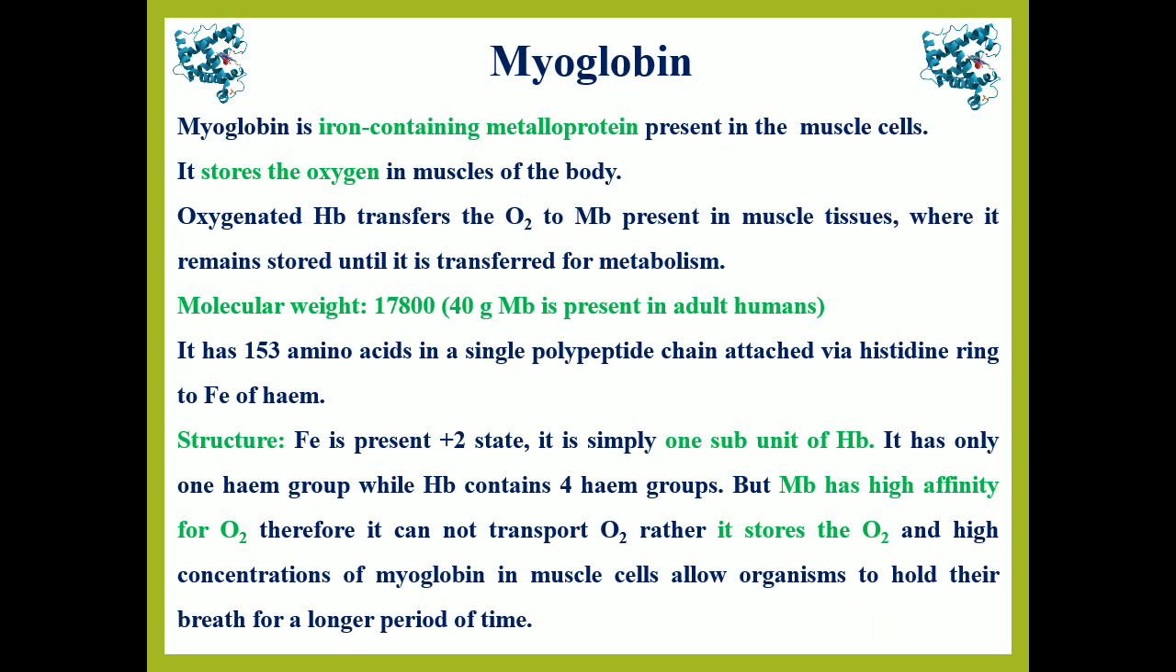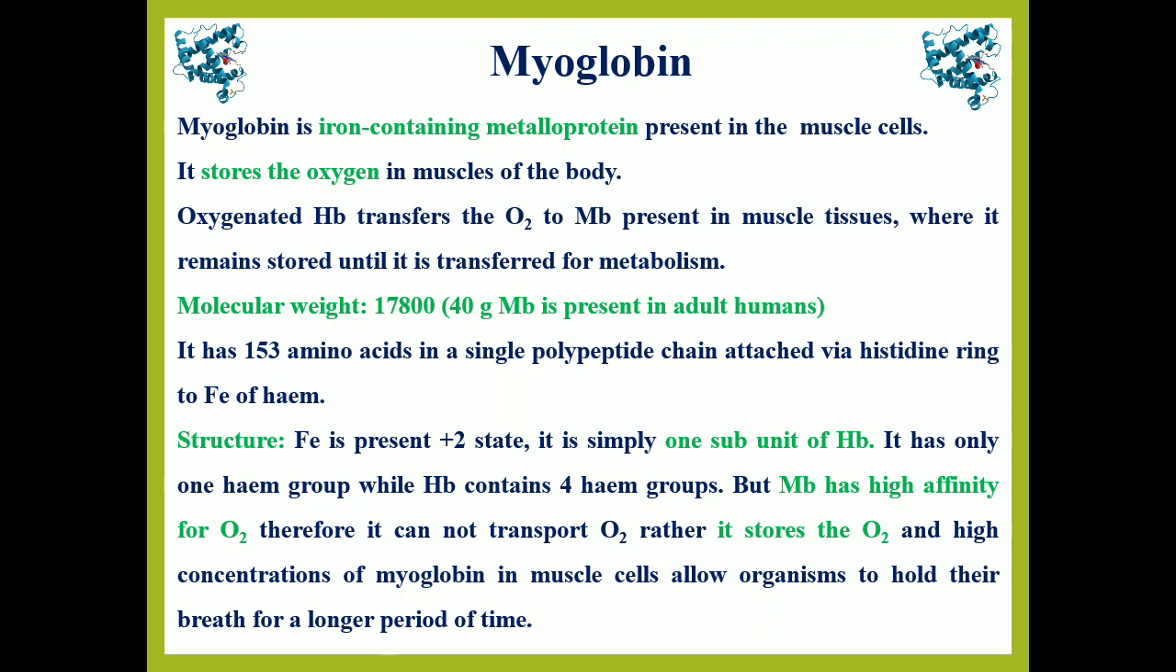Myoglobin is the other iron containing metalloprotein, which is present mainly in the muscle cells. Myoglobin is similar to one subunit of hemoglobin. It also contains iron in +2 state. Its major function is storage of oxygen in the muscle cells.